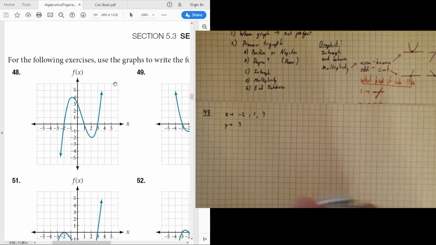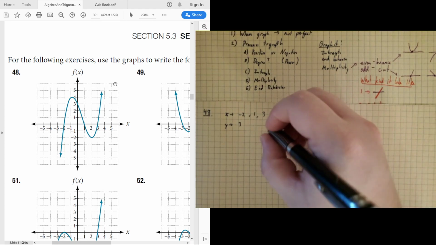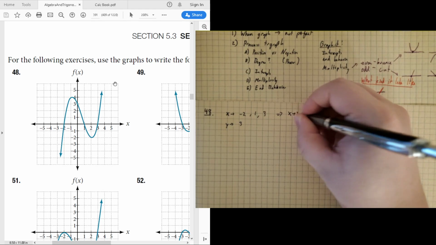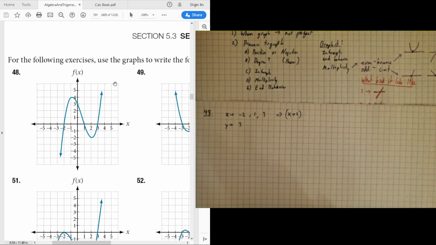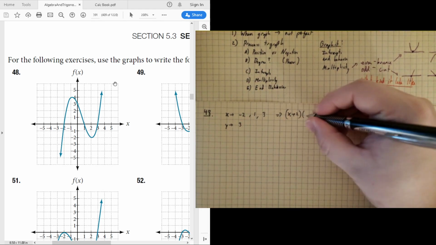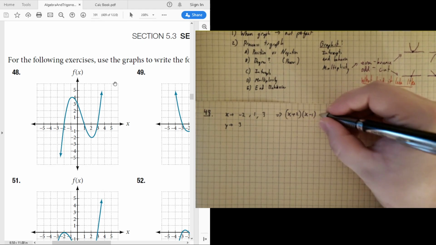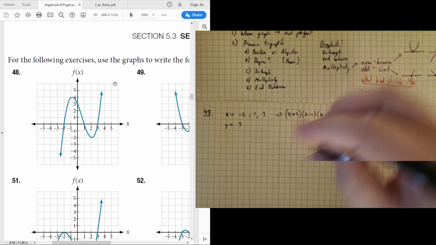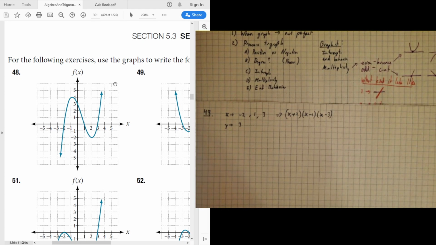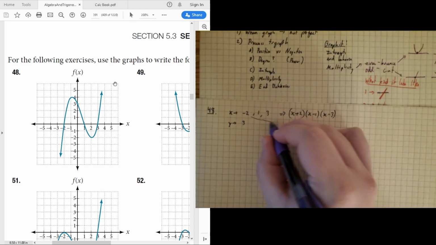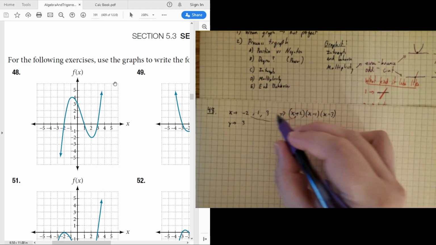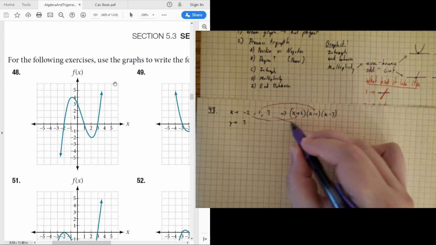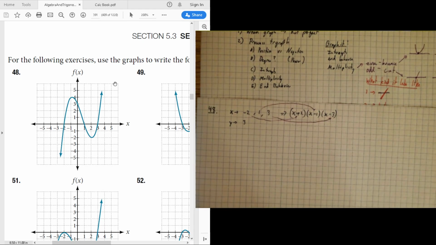So first of all, x equals -2. This tells me I have x plus 2 in my function. x equals 1 tells me I have x minus 1. x is +3, then you have x minus 3. Notice how each of these numbers is put into my function right here. So there's the 2, there's the 1, and there's the 3.